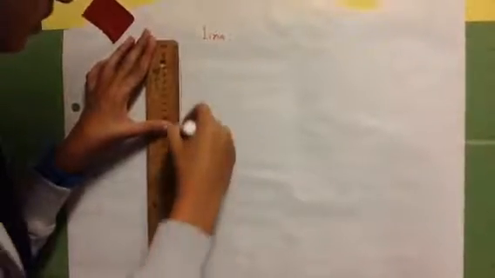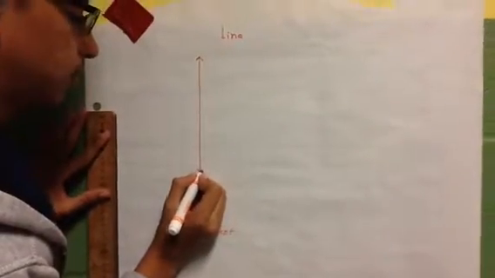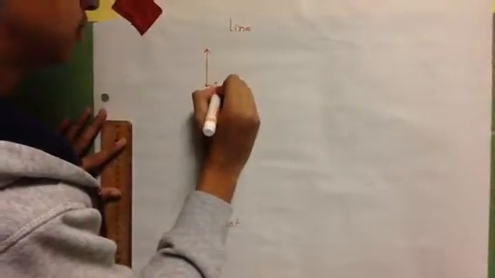So it goes straight, just like my friend is drawing right now, and it has no endpoints. So the endpoints are on the line. So as he's drawing it right now, let's let him finish.